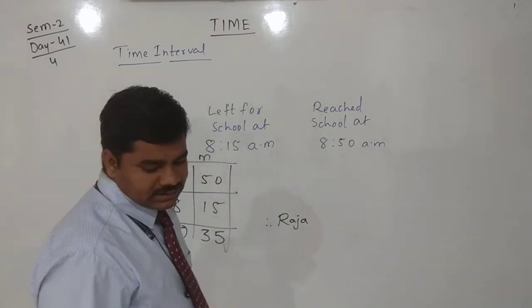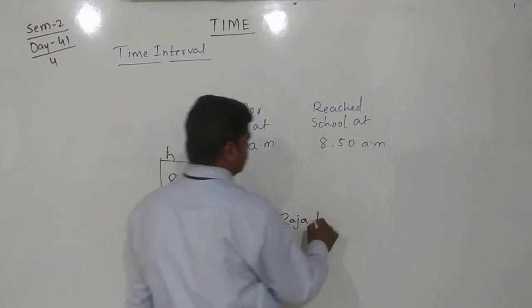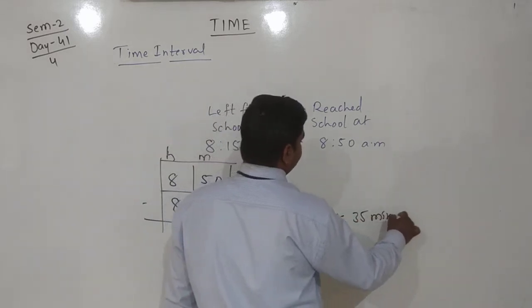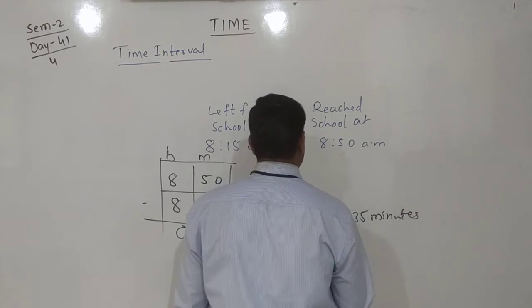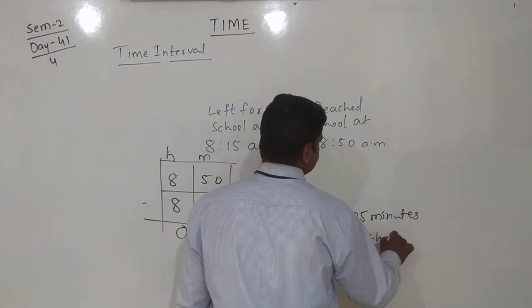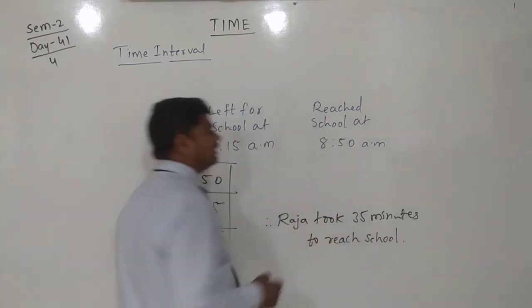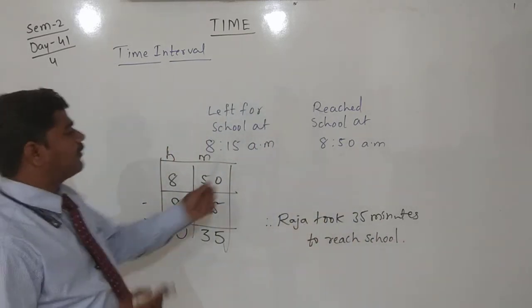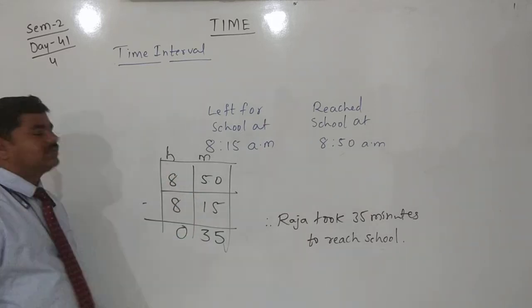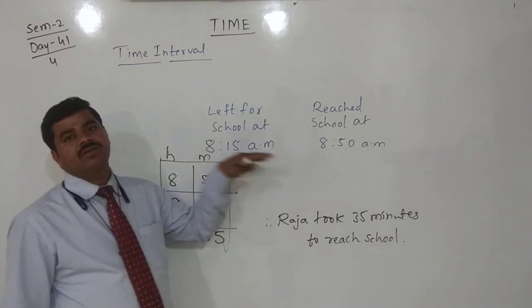We can write, Raja took 35 minutes to reach school. This is 35 minutes. It is the time interval between 8:15 and 8:50. Like this, we should calculate the time interval between the given times.